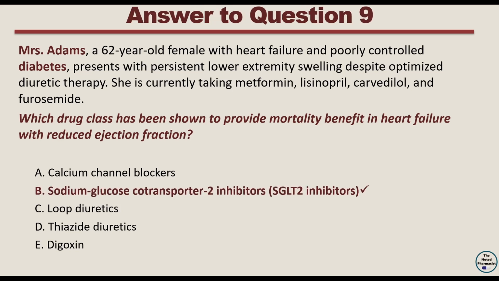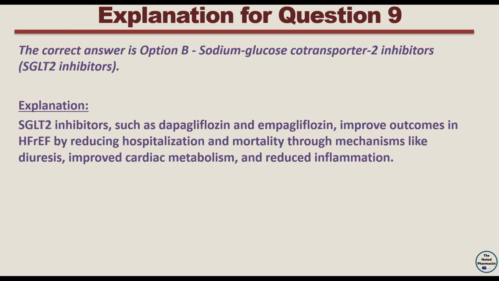The correct answer is option B, sodium glucose cotransporter 2 inhibitors, SGLT2 inhibitors. The explanation is as follows. SGLT2 inhibitors, such as dapagliflozin and empagliflozin, improve outcomes in heart failure with reduced ejection fraction by reducing hospitalization and mortality through mechanisms like diuresis, improved cardiac metabolism, and reduced inflammation.